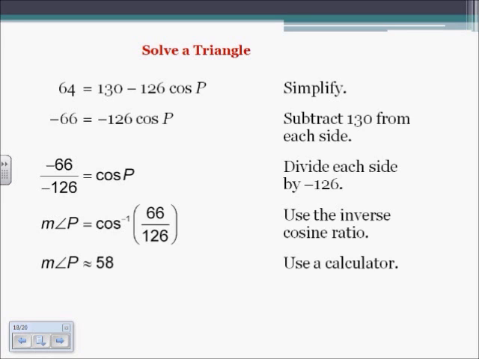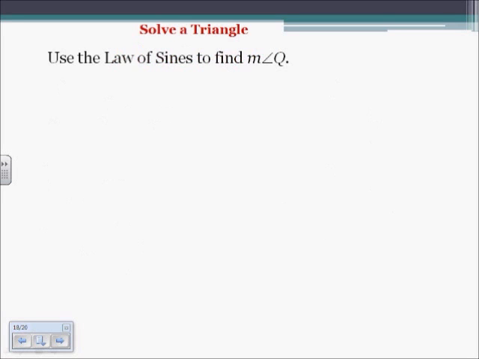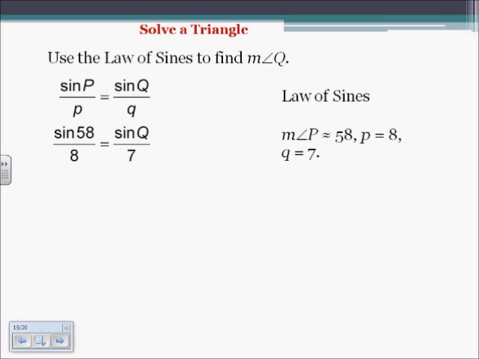So now we have angle P as 58 degrees. Given angle P is 58 degrees, and the fact that we have all the sides, we can now use the law of sines to solve for the other. So refer back to your picture. What we can do is use the law of sines to find the measure of angle Q. If we know the measure of P, and we know the sides P and Q, which we do, we can plug in the information. Sine of 58 over 8 is equal to the sine of Q over 7. Cross multiply.